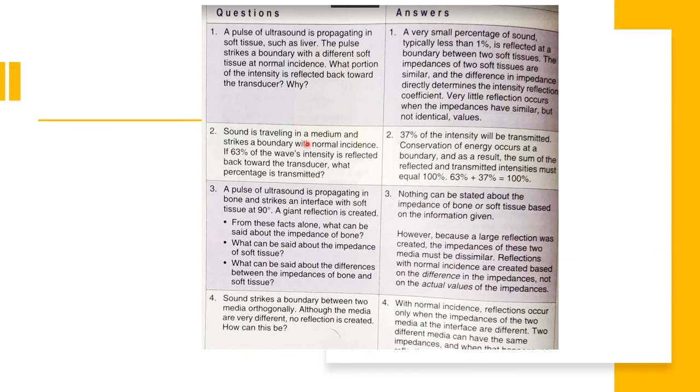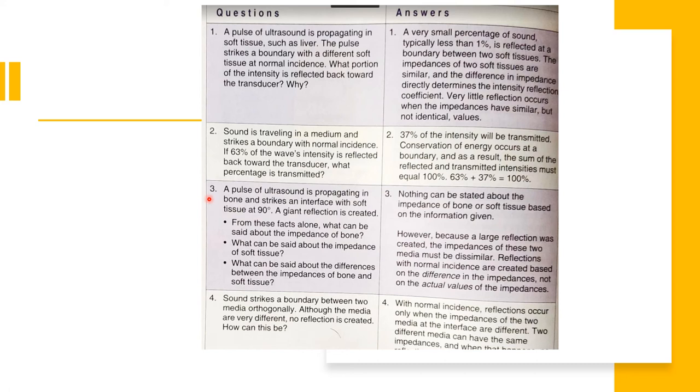And here are some more questions. A pulse of ultrasound is propagating through soft tissue. It strikes a boundary with a different type of soft tissue. Not much happens because they're both soft tissue. Sound is traveling in a medium and strikes a boundary with normal incidence. If 63% is reflected back, what percentage is transmitted? It's going to be 37% because it has to add to 100%.